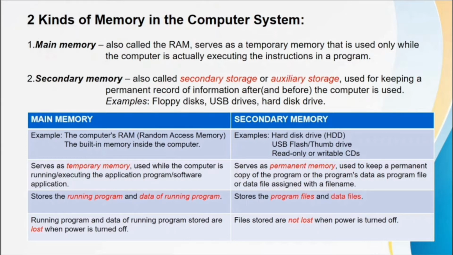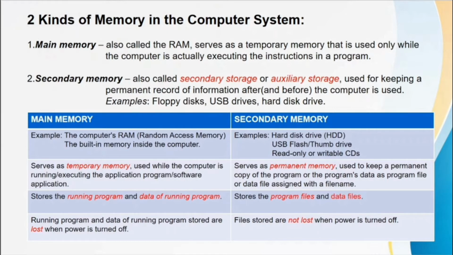The second one is called the secondary memory. This is also called the secondary storage or auxiliary storage. This is used for keeping a permanent record of information after and before the computer is used. And the common examples are floppy disks, the USB flash drives or thumb drives, and the hard disk drive.